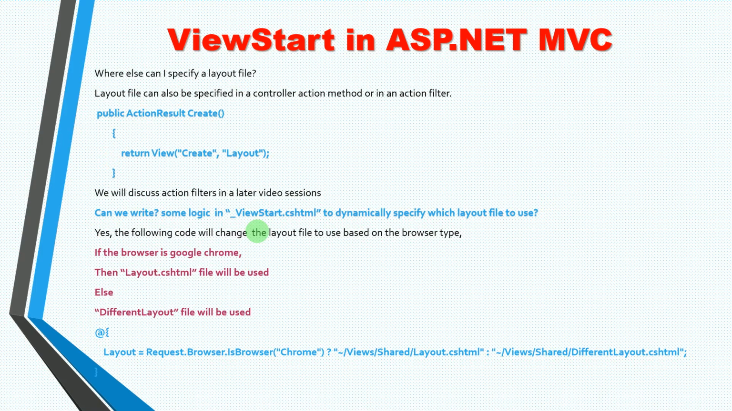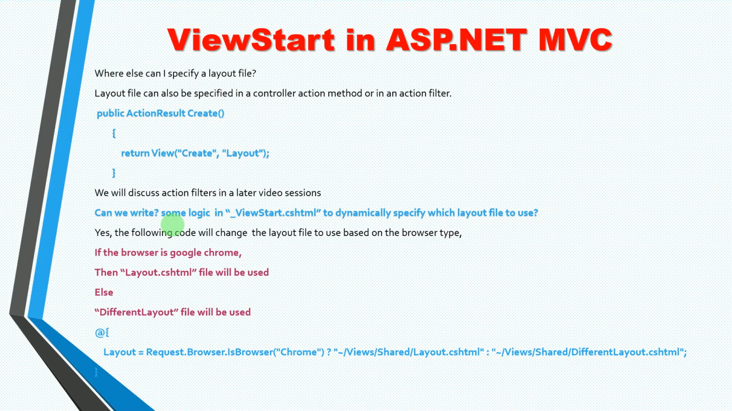A layout file can also be specified in a controller action method or in an action filter. Yes, you can set it in a controller method. So how to set? Like this: return View, the view name and the file name of the layout. Here is my layout file and the method Create. We will discuss action filters in a later video session.